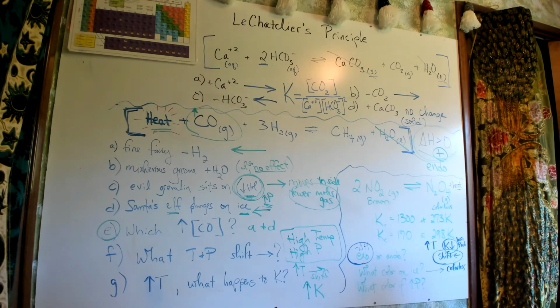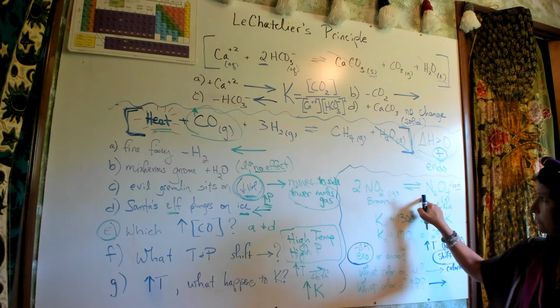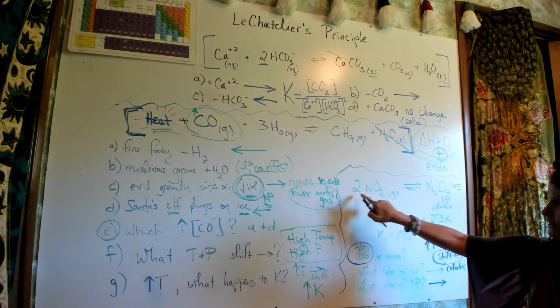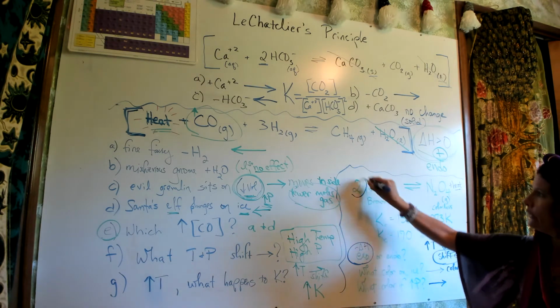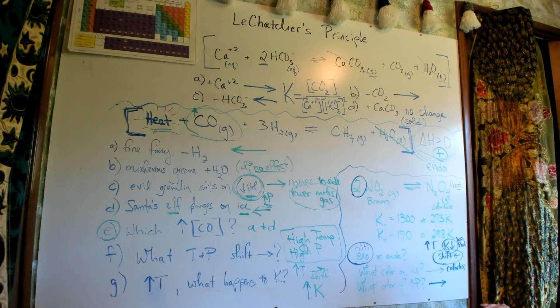All right, what happens if we increase the pressure? If you increase the pressure, again, it moves forward. Because this side had less moles. That had only 1 mole. 2 NO2, that's 2. Versus 1, it's just forward. Again, it goes to colorless.